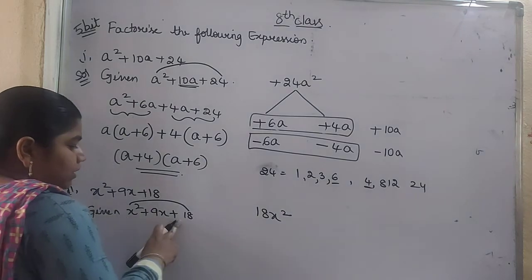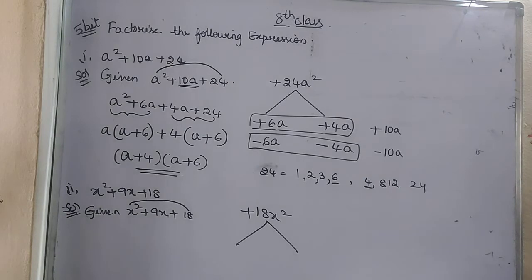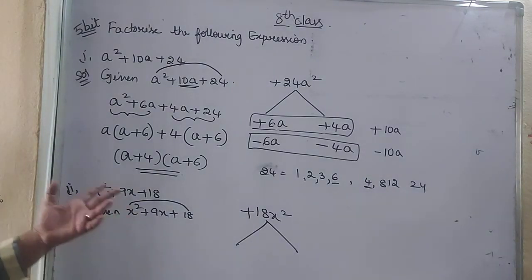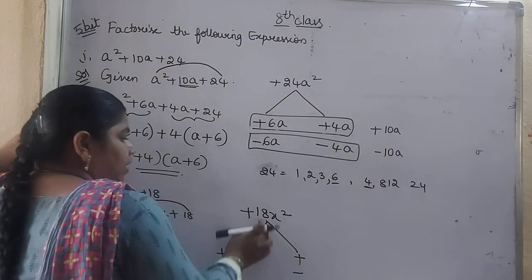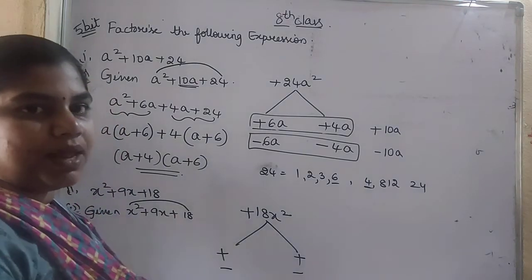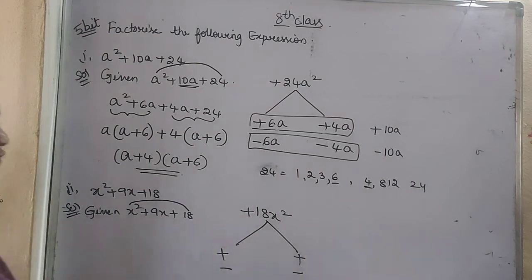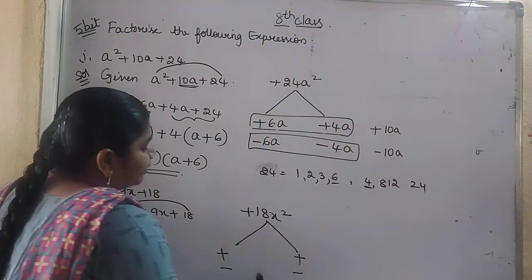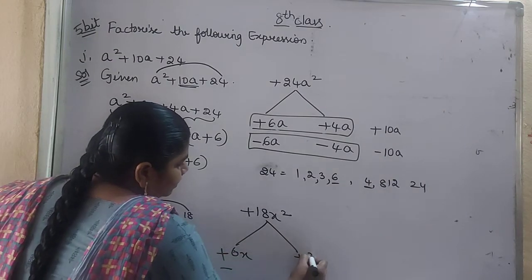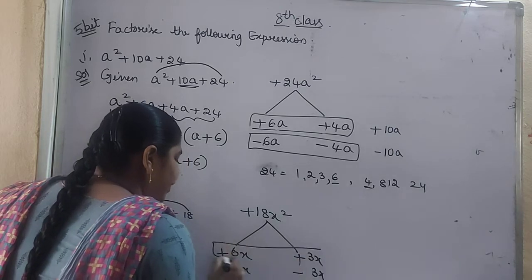Here also it is plus, here also it is plus, so plus into plus will be plus. Again we have to check which two signs you will multiply to get plus. That will be plus into plus, minus into minus. Now the factors of 18: if you multiply, you should get 18, and if you do addition, that should be equal to 9x. So which terms can we take? 18 means you can take it as 6 3 times, 6x and 3x. Now do the addition for this.